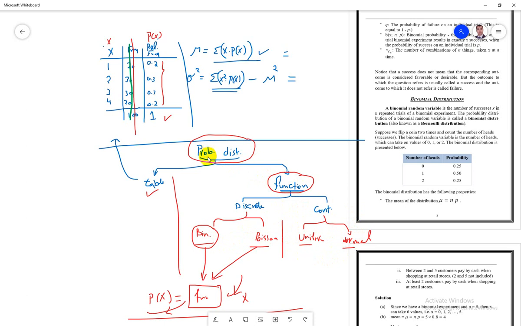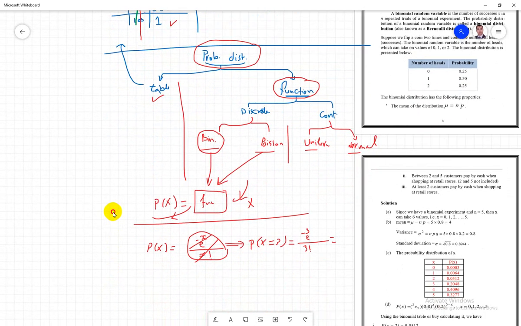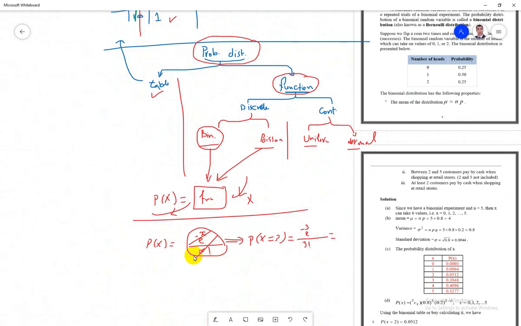So what is the meaning of the probability distribution as a function? Very simply, you have a function, a formula. If you substitute in this formula the value of x, then you get the probability of x. You don't have a table that includes all the values of x and the probability of x. You just substitute in this formula the value of x, and then you get the probability of x. A very simple example of that is the Poisson distribution, as a special case.